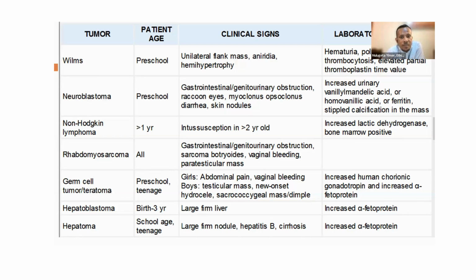And usually they present with a unilateral flank mass. But if you look into their eyes and there is aniridia, that's almost equivalent to Wilms tumor, if there are associated syndromes like WAGR, and presence of hematuria on your urinalysis, or on your CBC if there is polycythemia or thrombocytosis, or elevated APTT. These are additional suggestive features for the diagnosis of Wilms tumor.